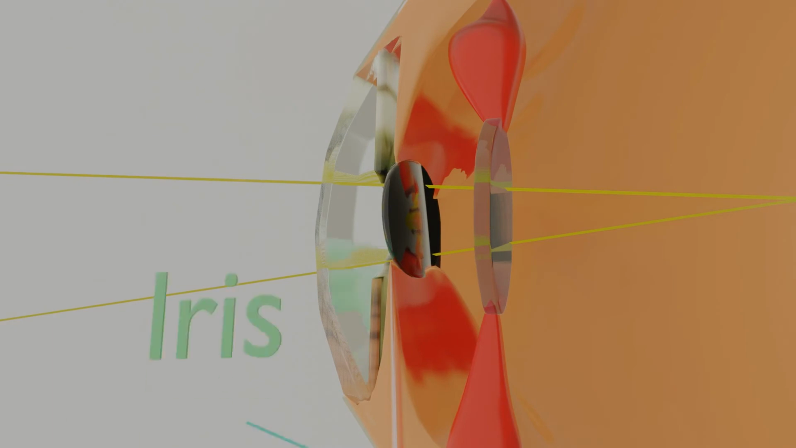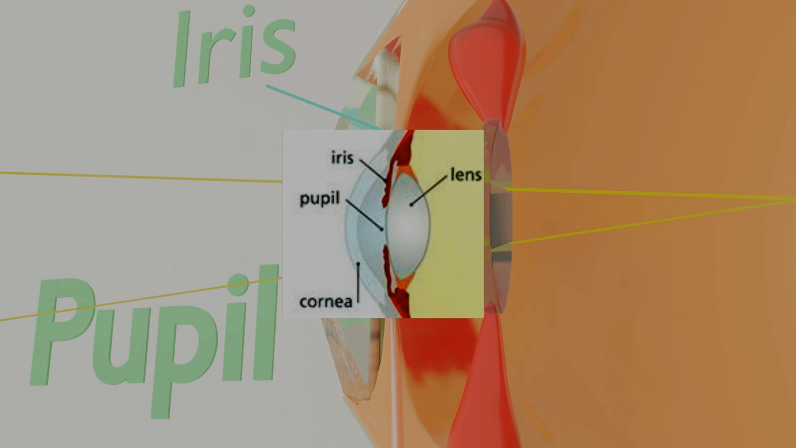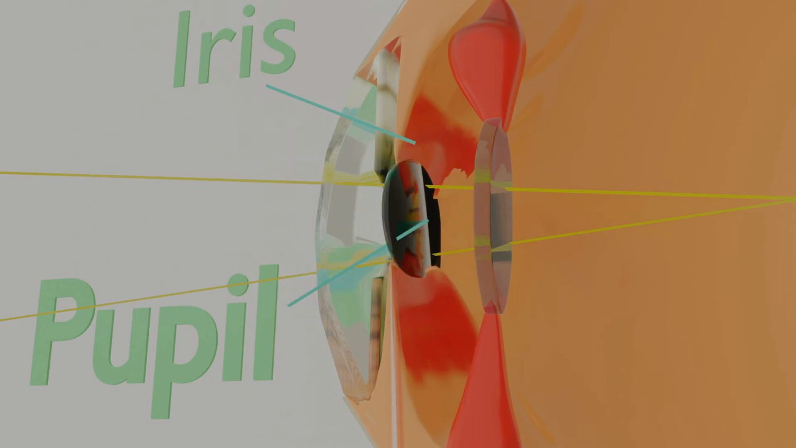The next part is the pupil. The pupil, which I have marked black in this video in order to be clear, is the opening within the iris through which light passes. The diameter of the opening is called the aperture.